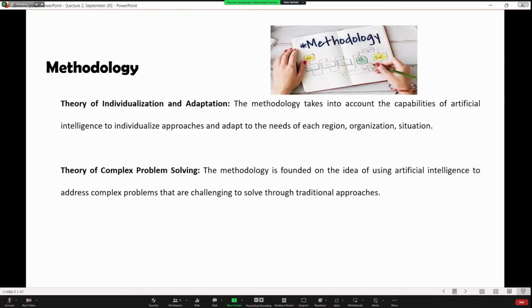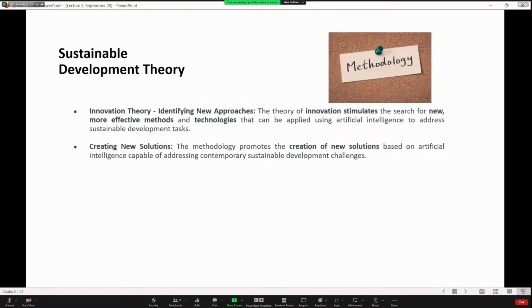Another approach is the theory of individualization and adaptation, because we should adapt ourselves to what is going on on the level of nature, and how we can combine this individualization and adaptation approach with the subject of our meeting, artificial intelligence, and how it will help us to understand the specifics of the individualized approach, how we can adapt our needs to the specifics on the global level, regional level, organizational level, in some specific situation.